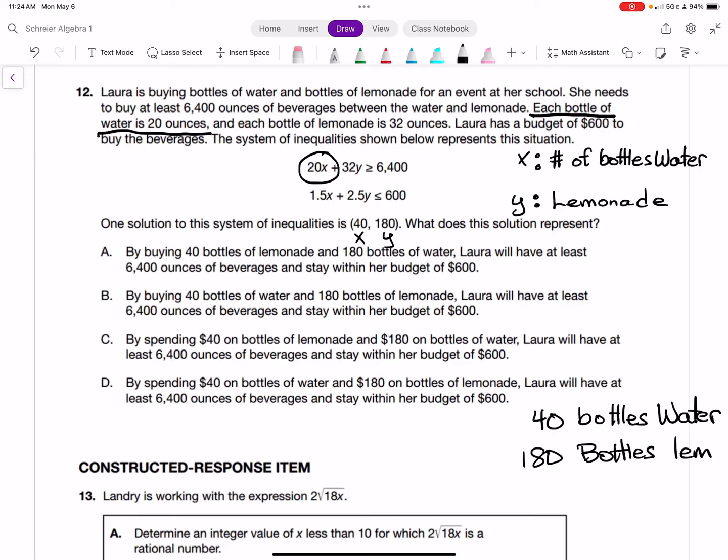So let's find the answer. It says by buying 40 bottles of lemonade. Well, it says we bought 180 bottles of lemonade, not 40. So that's out. By buying 40 bottles of water, well, that's how many bottles of water we bought, and 180 bottles of lemonade, that looks good. Laura will have at least 6,400 ounces of beverage and stay within her budget of $600. Well, that sounds great. That sounds like the answer. So the answer is answer choice B.